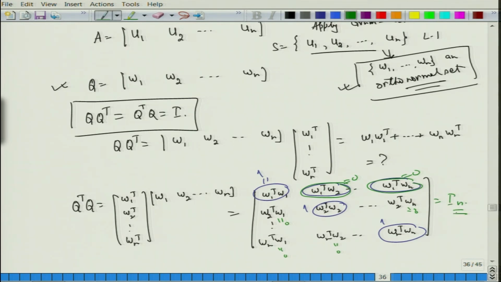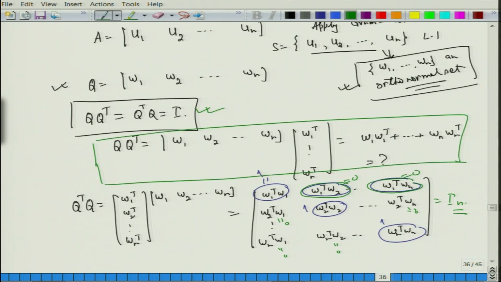Since I get identity, Q is invertible. Q transpose is invertible, so I get this part, and therefore this is also identity. So what is important is that you are able to write identity in terms of these vectors. W1 W1 transpose is an n cross n matrix, and each of them is an n cross n matrix. Since W1 to Wn are independent, each of these matrices has rank 1, and I have written identity as a sum of n rank 1 matrices.